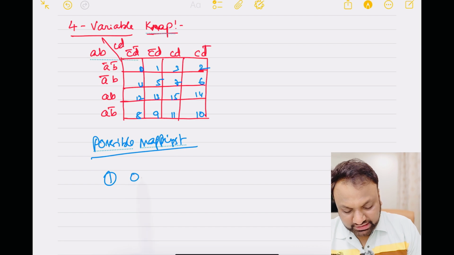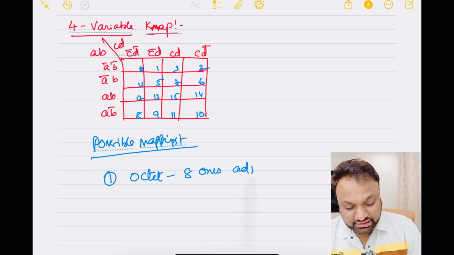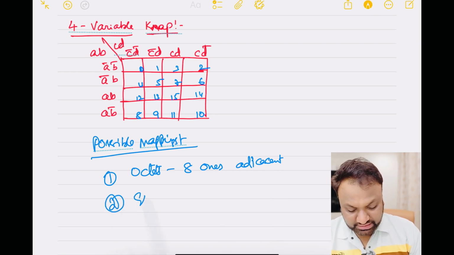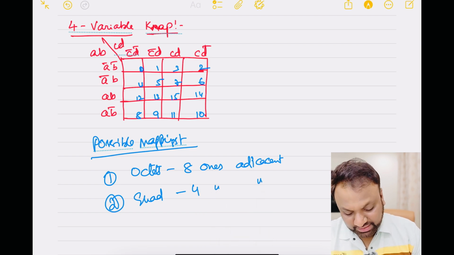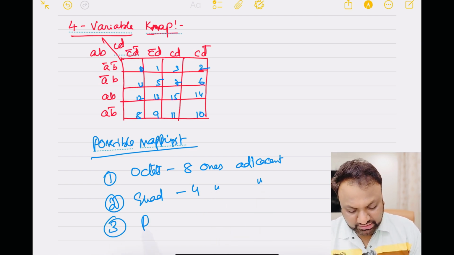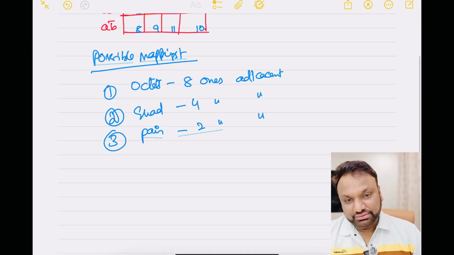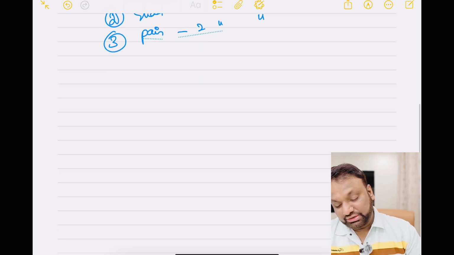If 8 ones are adjacent to each other, then it is an octet mapping. The second one is a quad: 4 ones adjacent to each other is a quad mapping. And I can also have a pair mapping, that means 2 ones adjacent to each other. So without wasting time, directly we'll go into a problem.